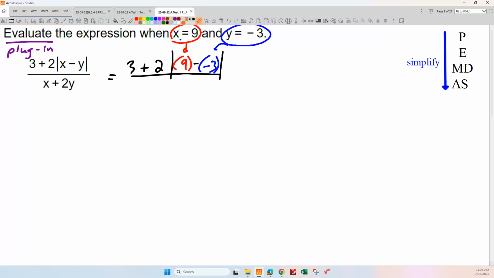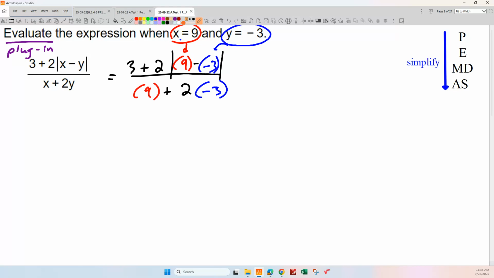On the bottom, we've got an x, so a 9, plus 2 times y, so a negative 3, both in parentheses. Okay, good. So we made our substitutions. Now it looks just like the last problem, we just have to simplify this. So we've got the top, we're going to simplify separate from the bottom.